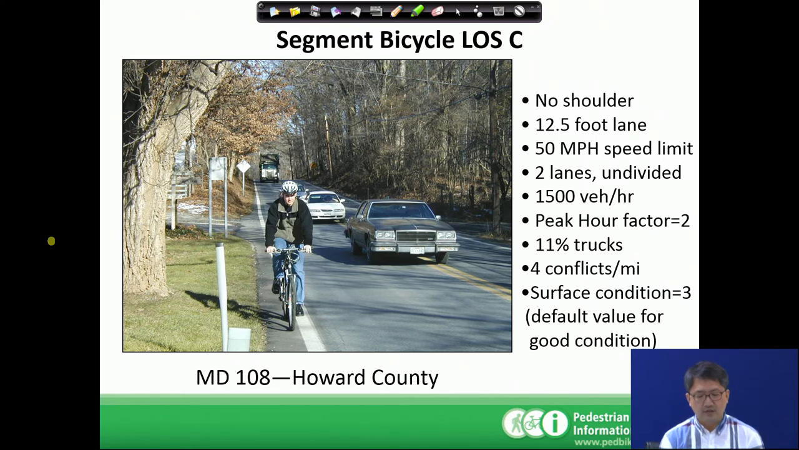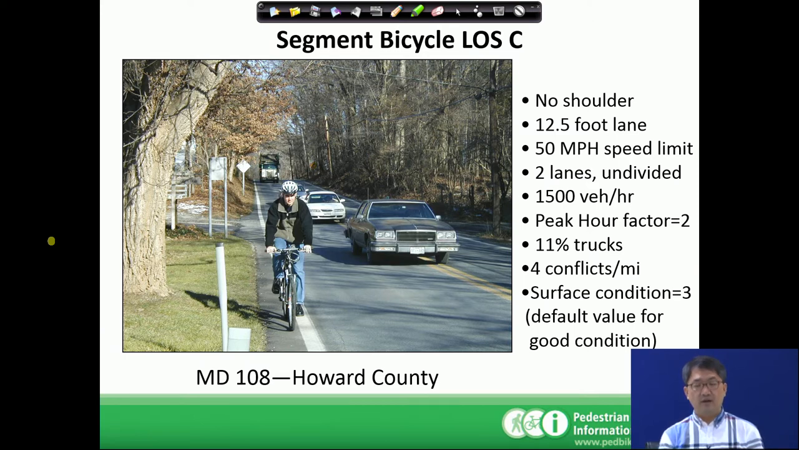So this facility, as you can see here, no shoulder, no exclusive bike lane, and the lane width is not that wide, and different speed limit, and two lane undivided, peak hour factor of 2, is it weird? 11% trucks, fairly high trucks, and then the 4 conflicts per mile, so a lot of the unsignaled intersections and alleys. Surface condition is what FHWA actually has, a level 1 through 5, and depends on the situations, but usually default value of 3 is used. So this is one example of looking at the level of service, and it's a C level, which is not terribly bad, in part because low traffic volume is helping, 1,500 vehicles per hour.